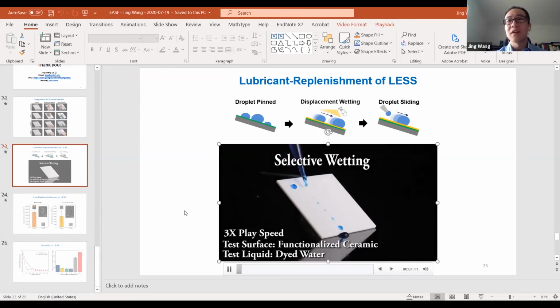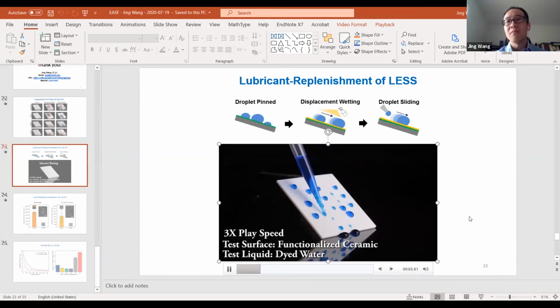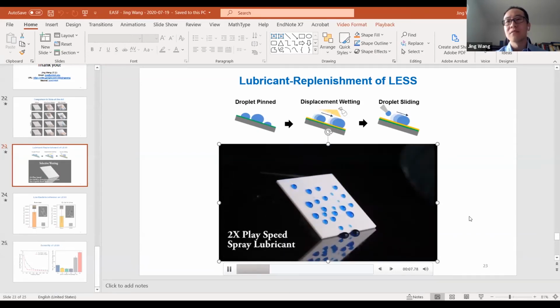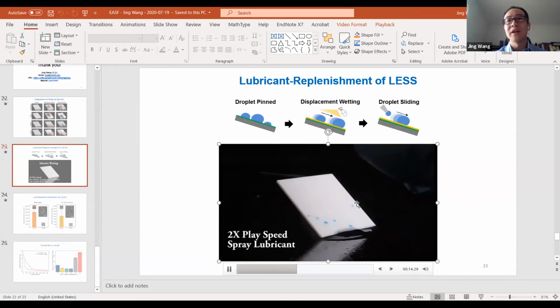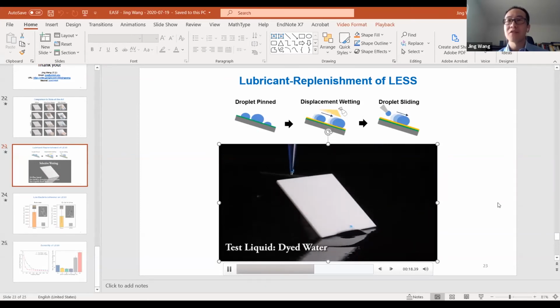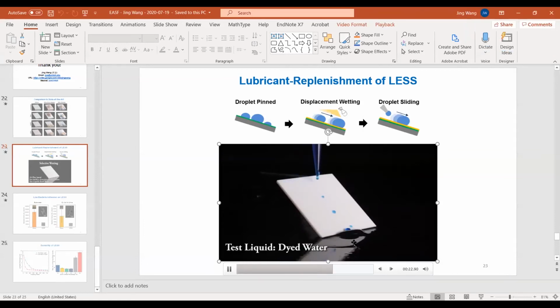For example, if we have this PDMS grafted layer, it's kind of more sticky compared to the original surface. But if we just spray the lubricant, the function can be restored. Okay, thank you. We got a question from Professor Yan Fecal, please.